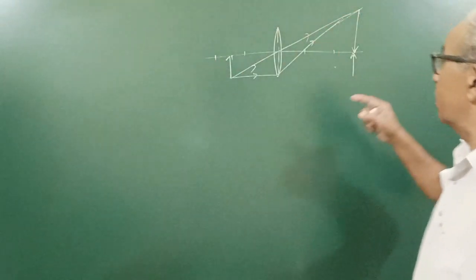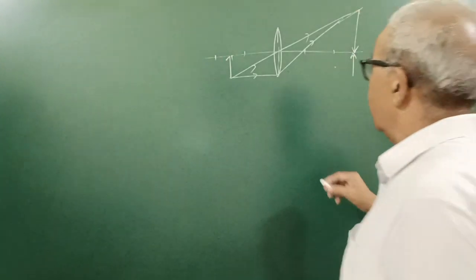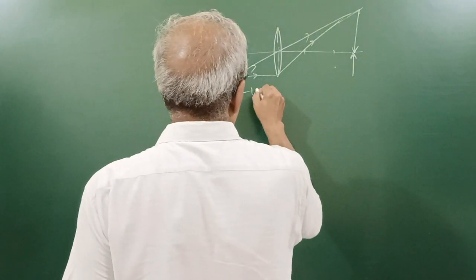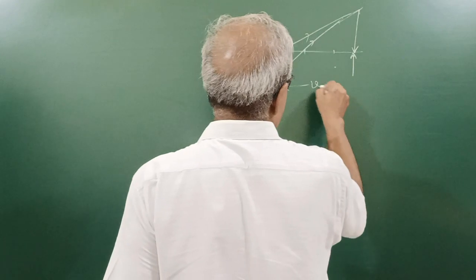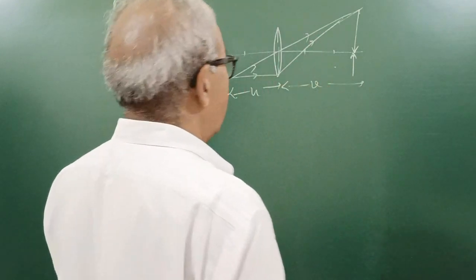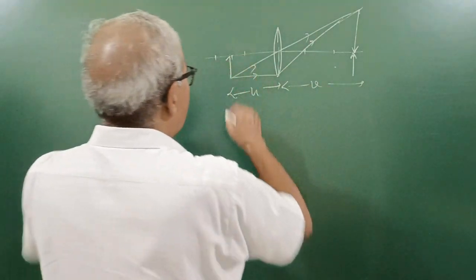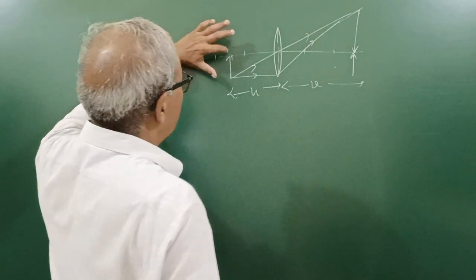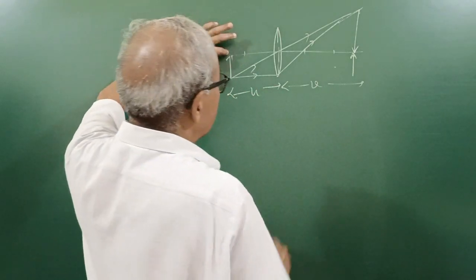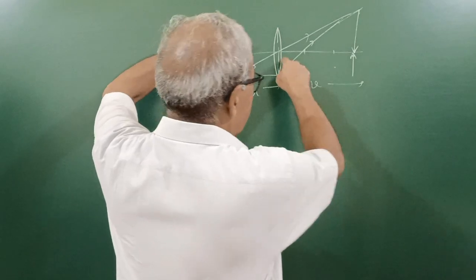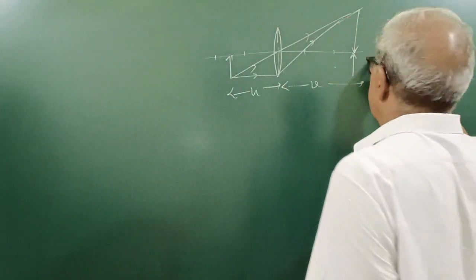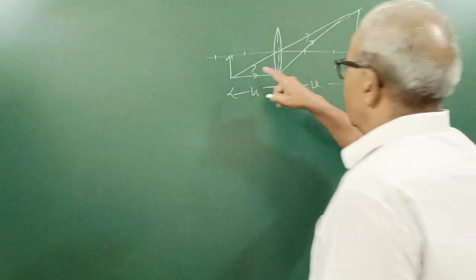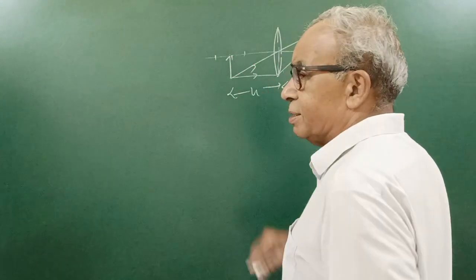So that way you can find out the position by noting this is U and this is V, and you can find out the focal length. On the optical bench there are numbers in centimeters. Suppose the object is at 20 centimeter, the lens at 50 centimeter, and the image at 80 centimeter. So 50 minus 20 is 30.